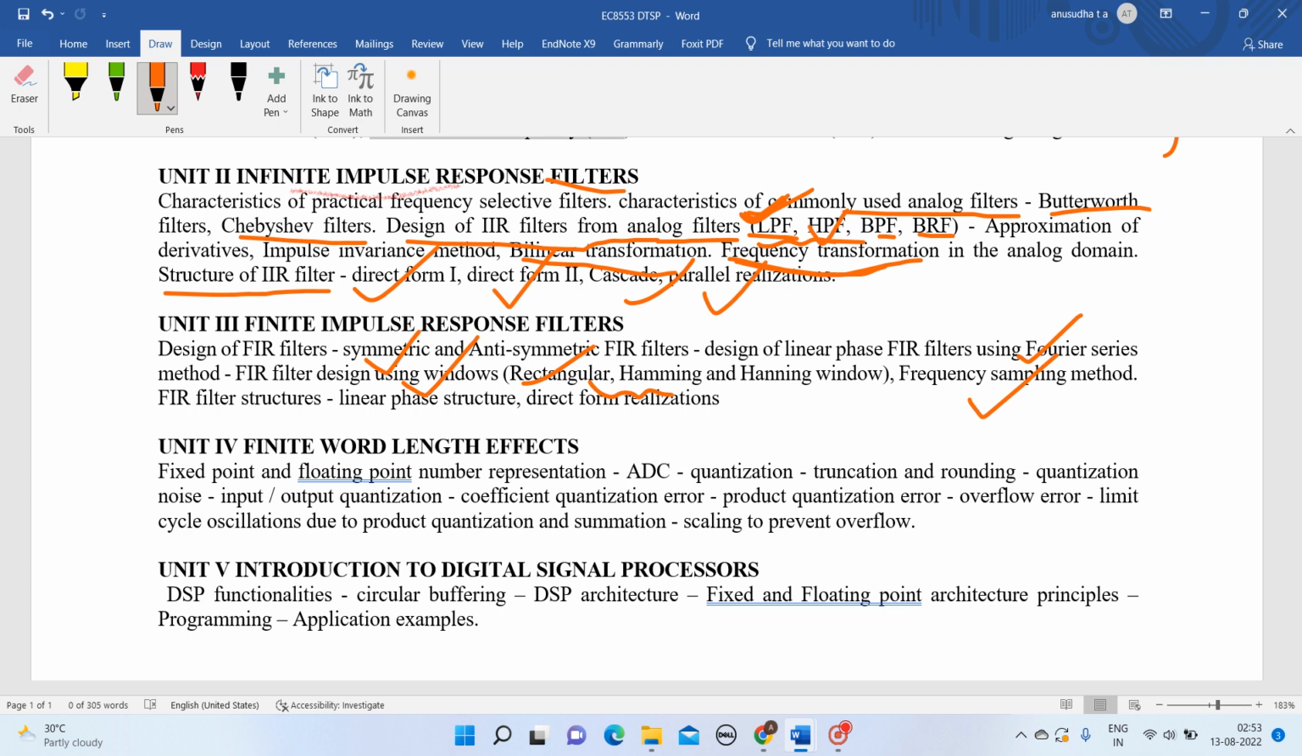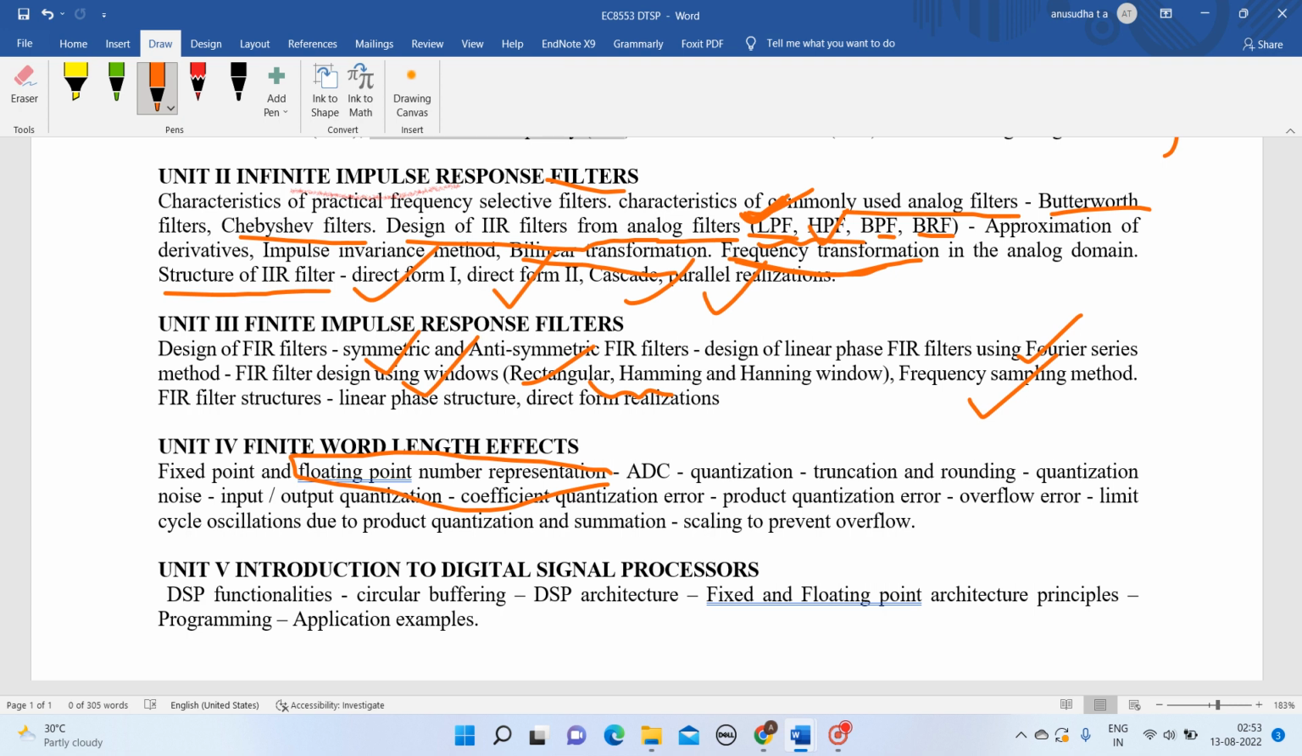Look into that notebook and revise the equations and procedures. It will be without any confusion, without any doubts. You will be able to answer the questions during the exams. So in the finite word length effects, in this section we are going to discuss fixed point and floating point number representation.